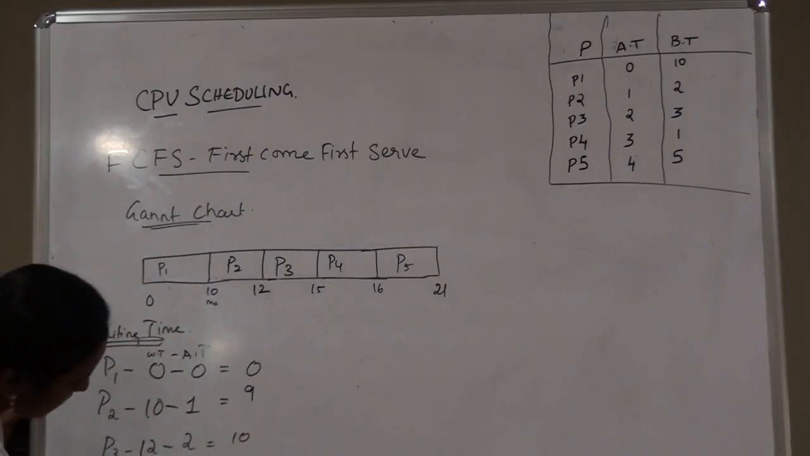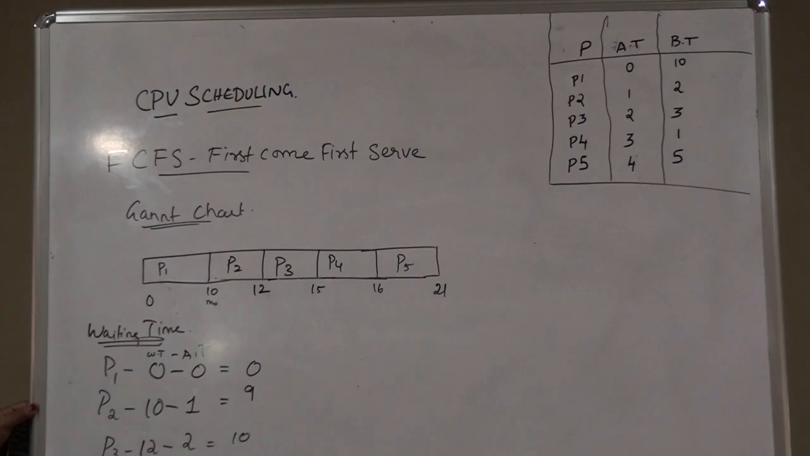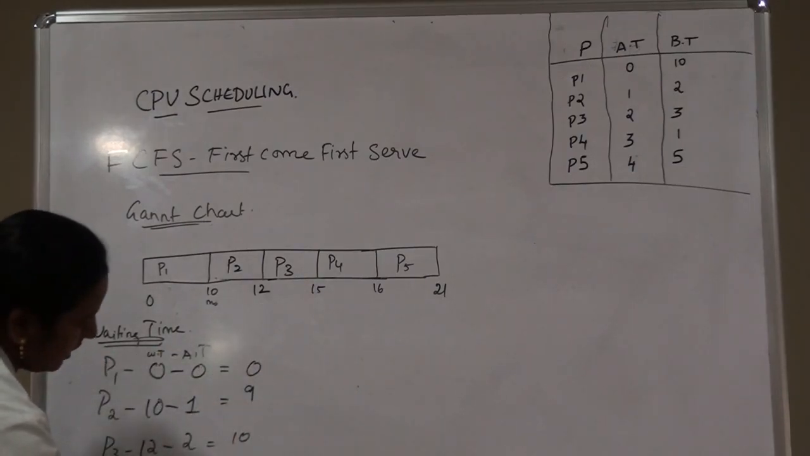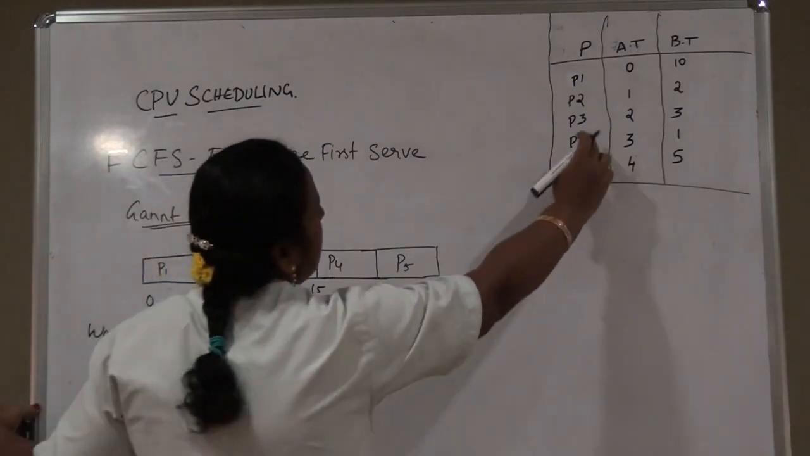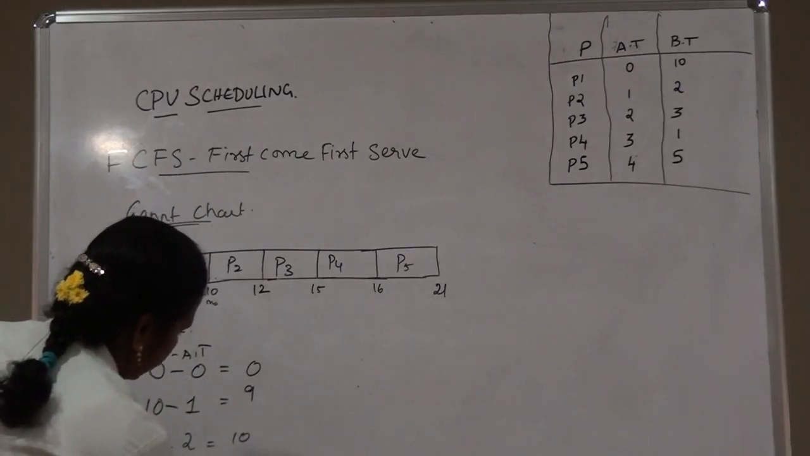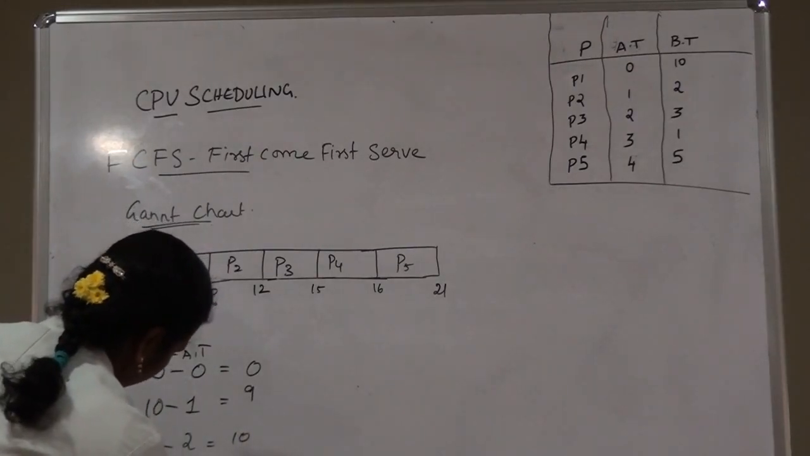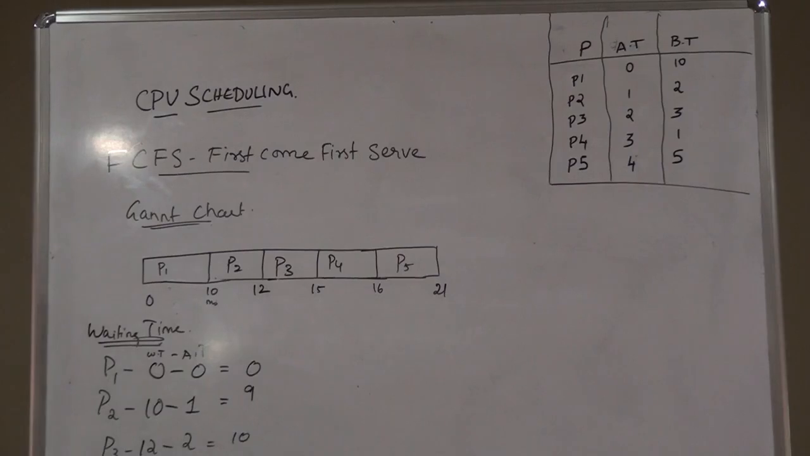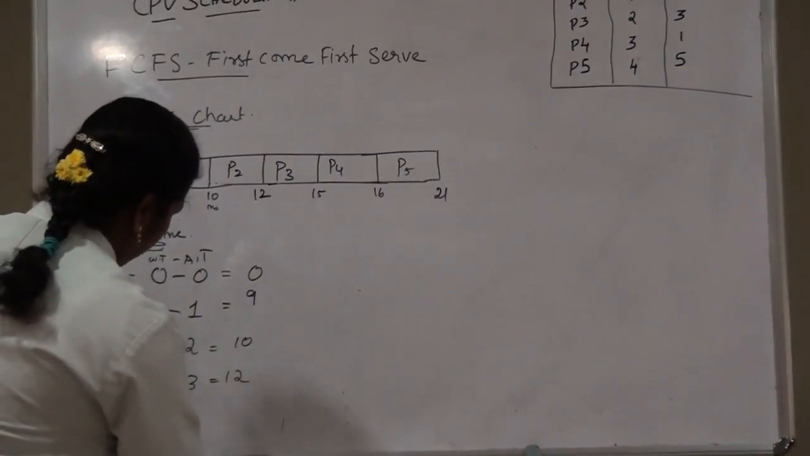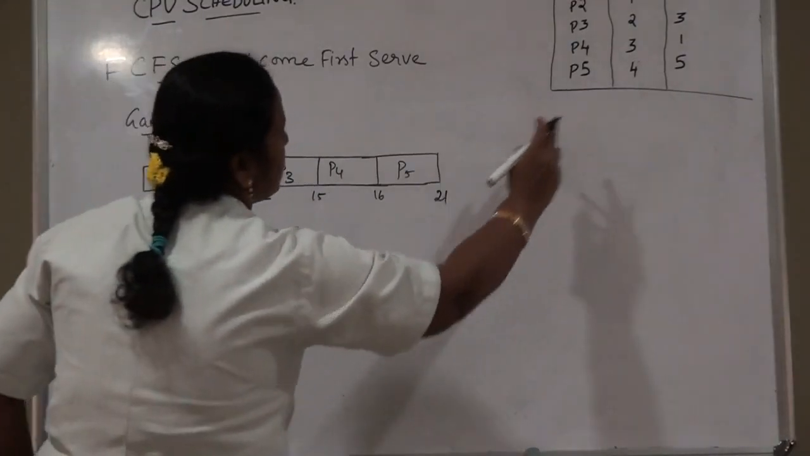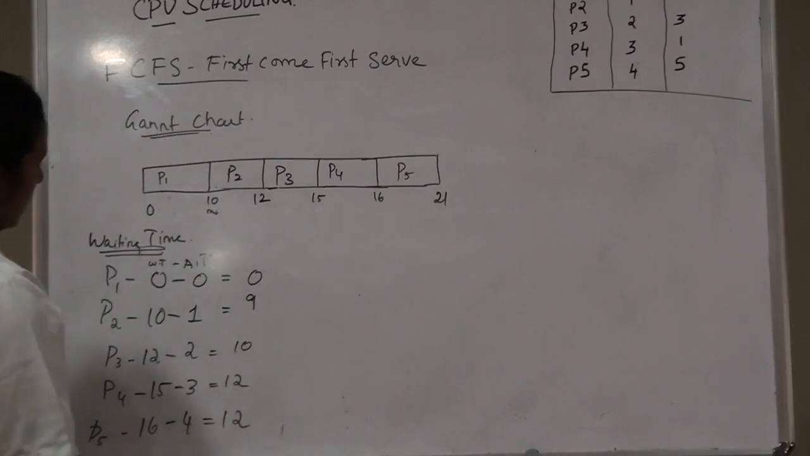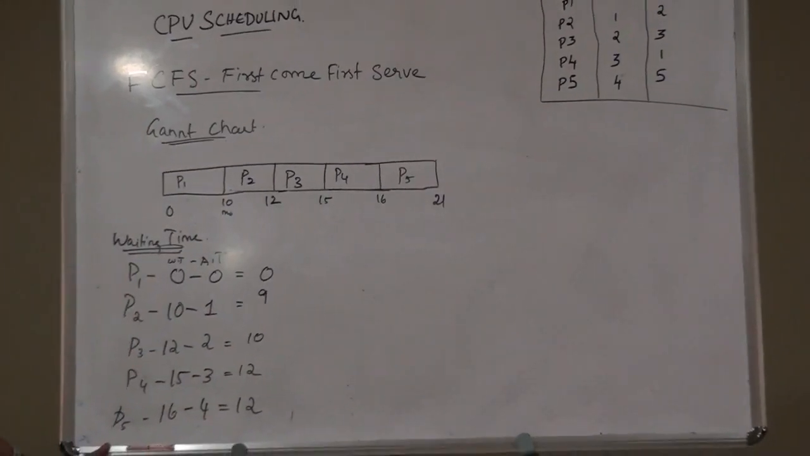Next is P4. P4's waiting time is 15 here. So 15 minus P4's arrival time, which is 3. 15 minus 3 is 12. Next P5. For P5, its waiting time is 16 minus arrival time 4. 16 minus 4 is 12. So now this is the waiting time found.